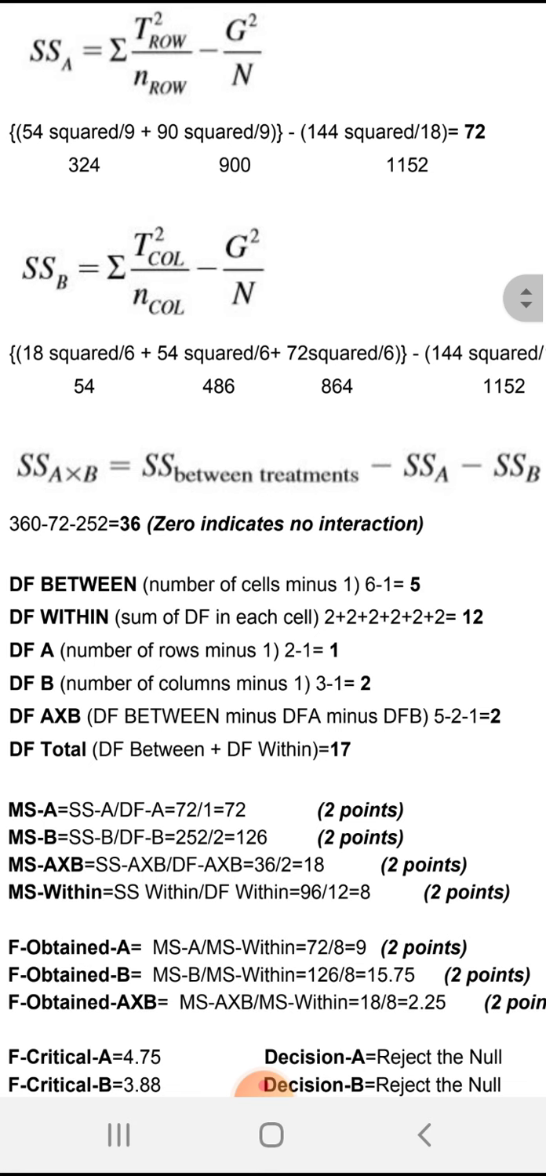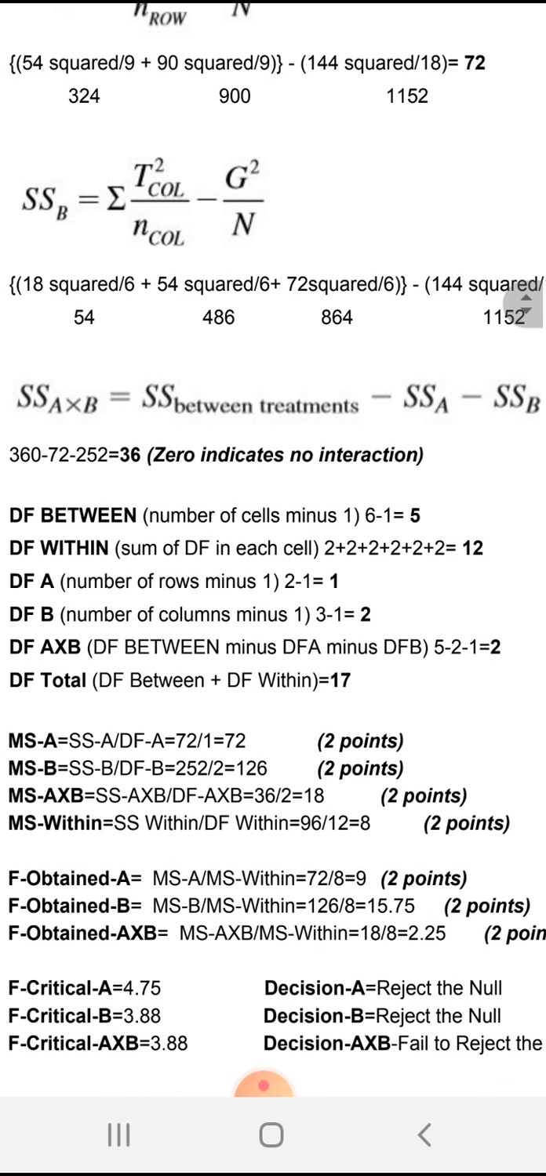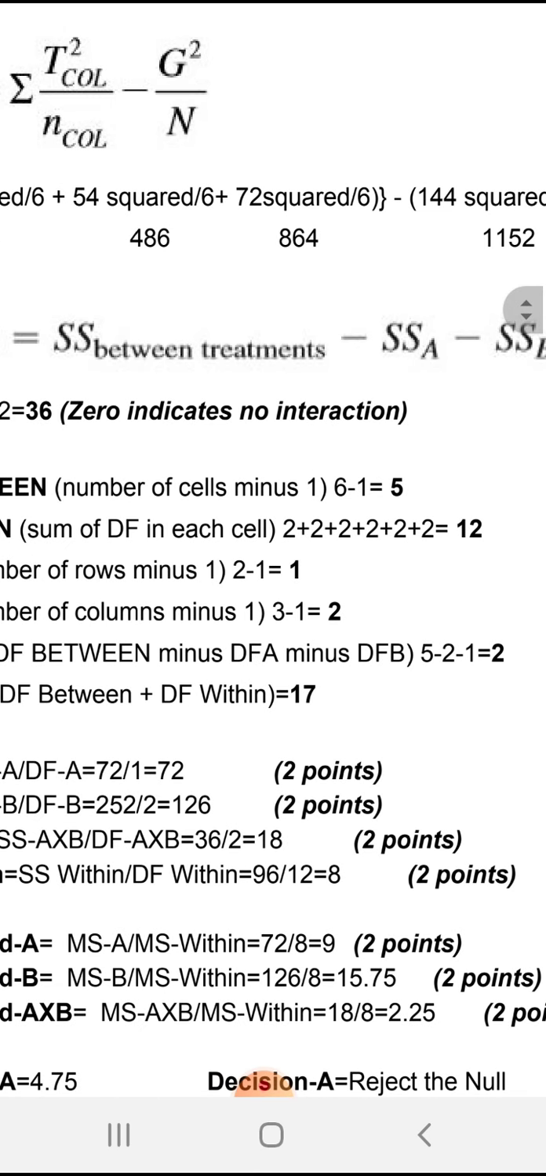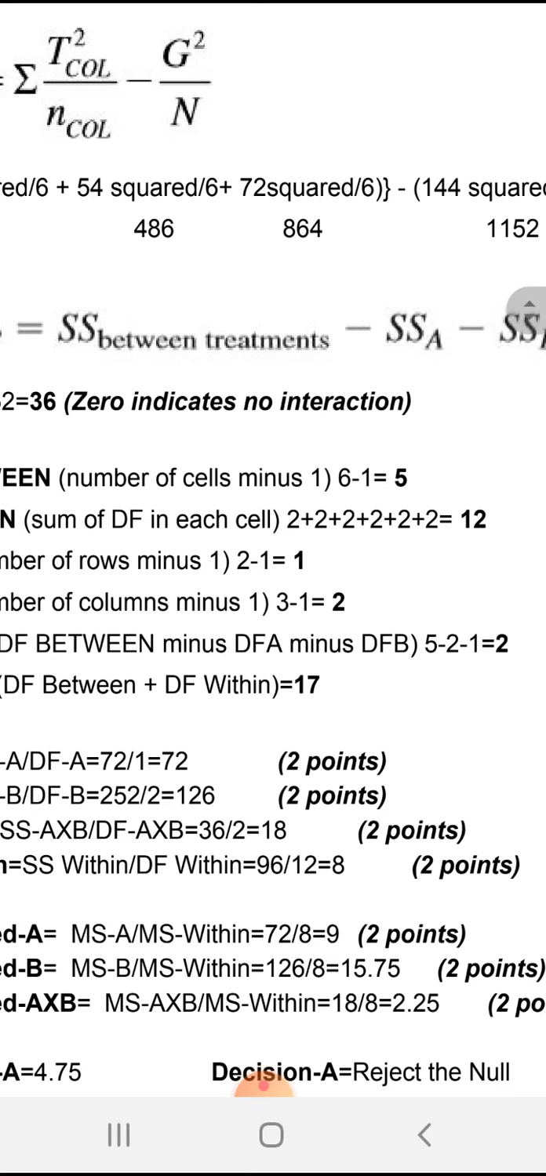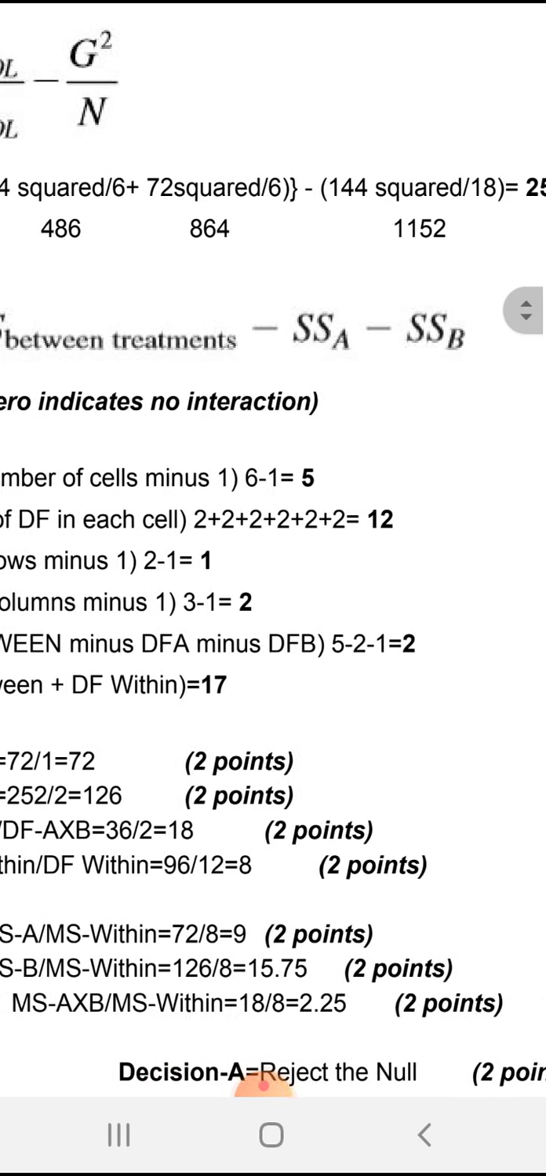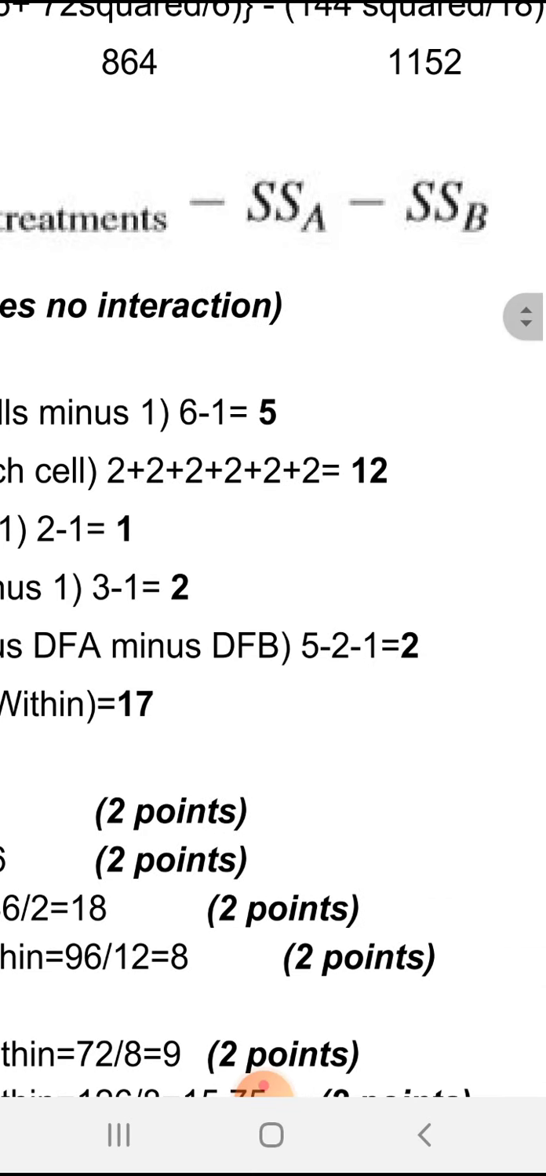And to get degrees of freedom of the interaction, you do degrees of freedom between, which is 5, minus DFA minus DFB. So that is 5 minus 2 minus 1. Now I just put them backwards here, but it doesn't matter, because you could subtract DFA and B either way. So if you're doing it that way, it would be 5 minus 1 minus 2. But 5 minus 2 minus 1, it gives you the same answer, which is 2.